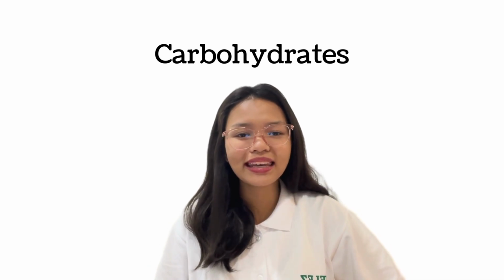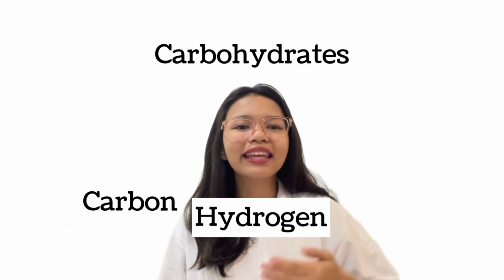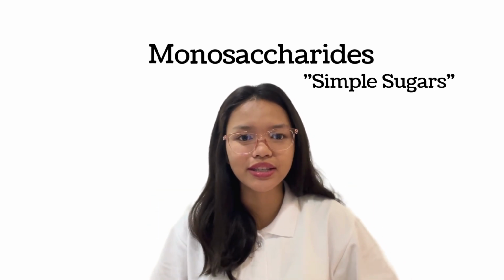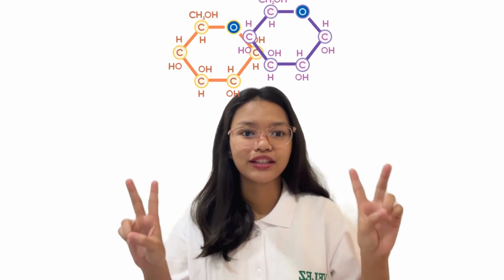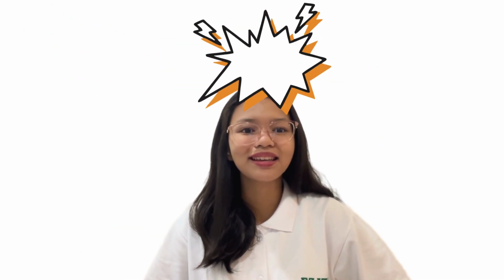A quick review: carbohydrates are organic molecules made up of carbon, hydrogen, and oxygen. They generally follow this formula. The simplest units are called monosaccharides or simple sugars. When two monosaccharides join together through a glycosidic bond, we form what we call disaccharides. If we add more, we get polysaccharides.